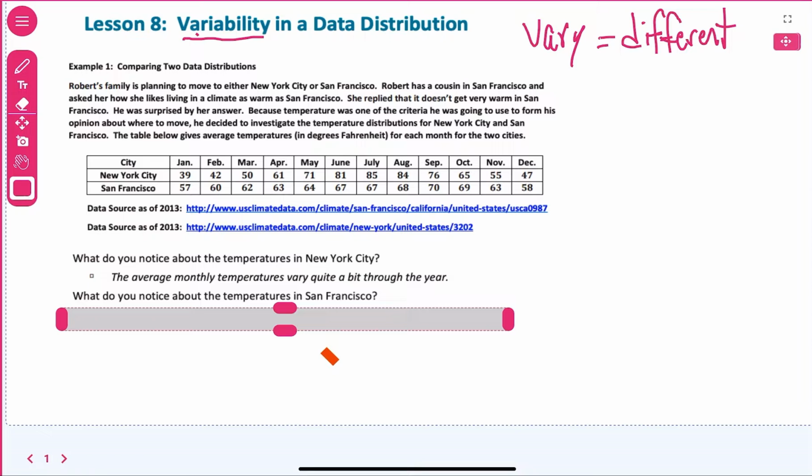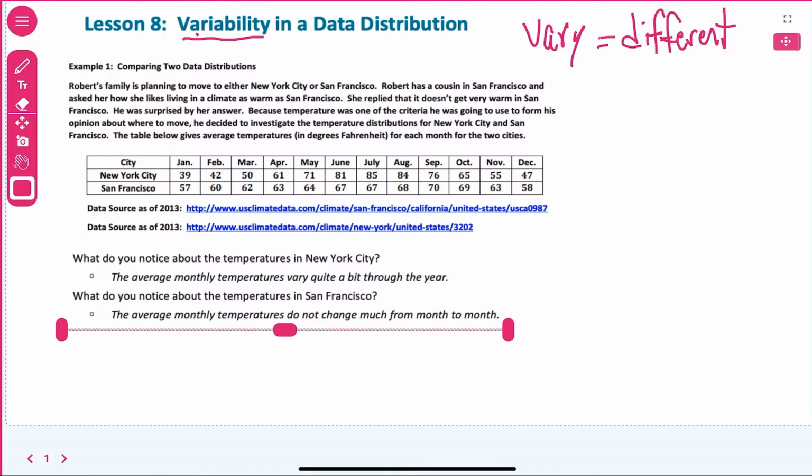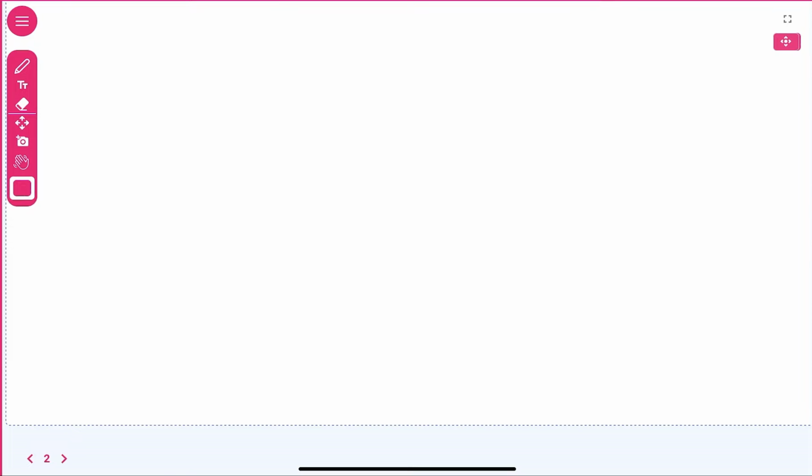So, what do you notice about San Francisco? Well, think about what we're just looking at. The lowest temperature is a 57, but the highest temperature is only 68. Oh, well, nope, there's a 70. Okay, so there's not that much of a difference. Only about 13 degrees. So they don't change a lot month to month.